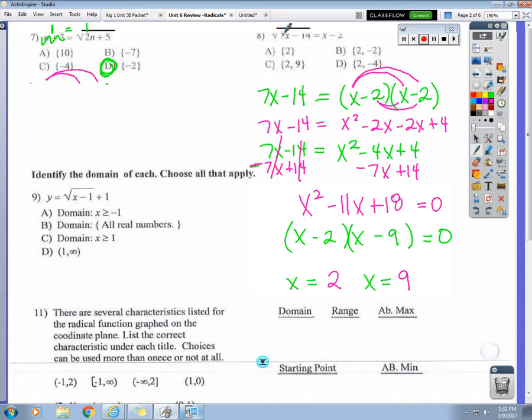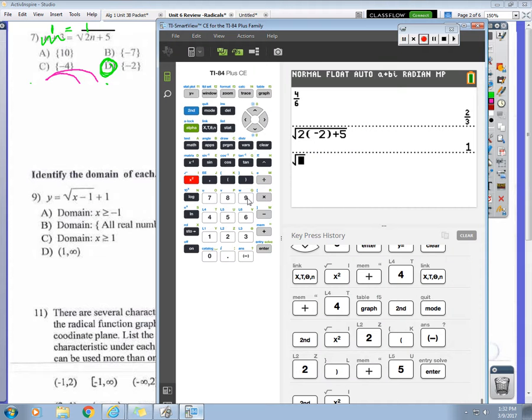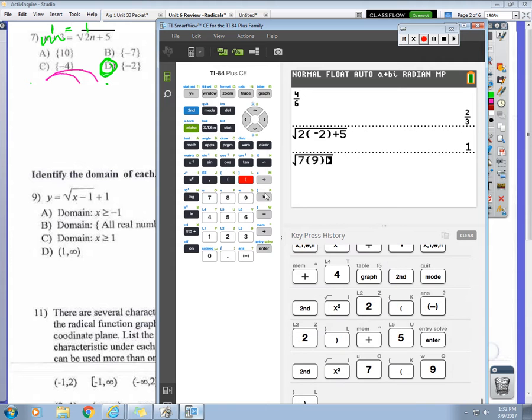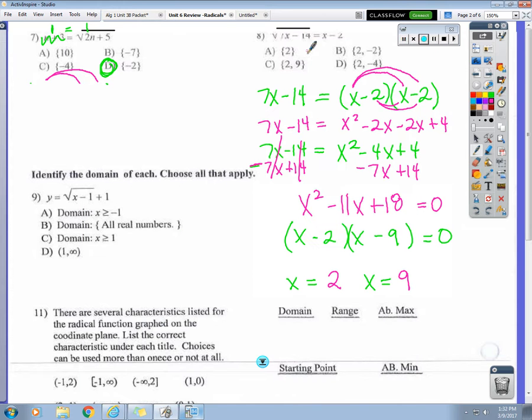If I plug in a 9 right here, 7 times 9 minus 14 up under the square root, let's see what I get. The square root of 7 times 9 minus 14 gives me 7. So when I plug 9 in on the left side, I get a 7. I'll just write it over here. When I plug 9 in the right side, 9 minus 2 is 7. So 9 works. So that means both of them must be good.